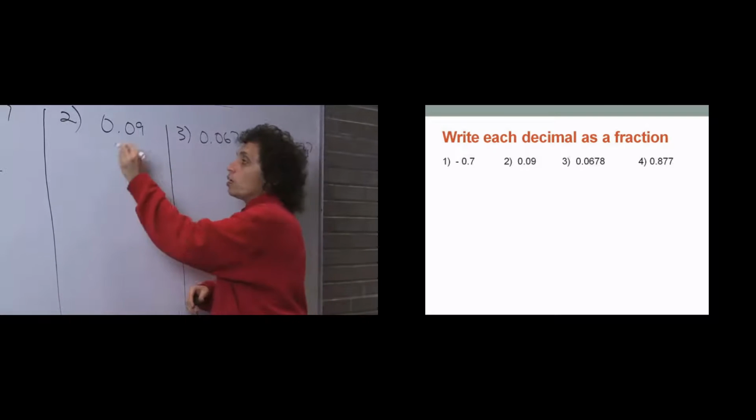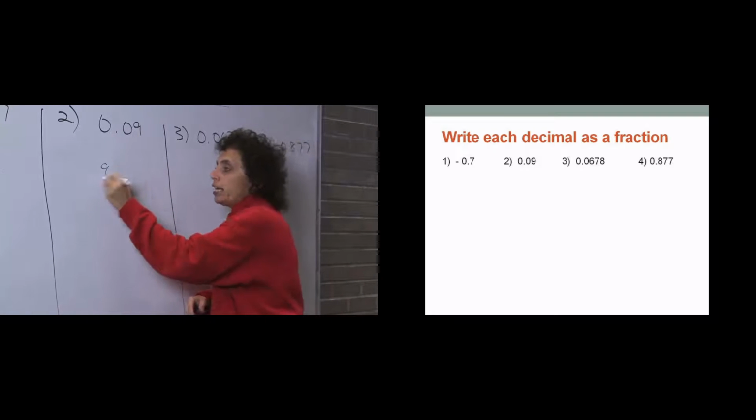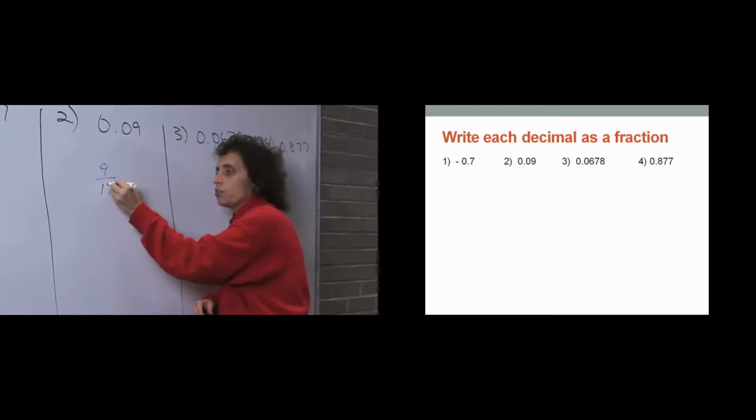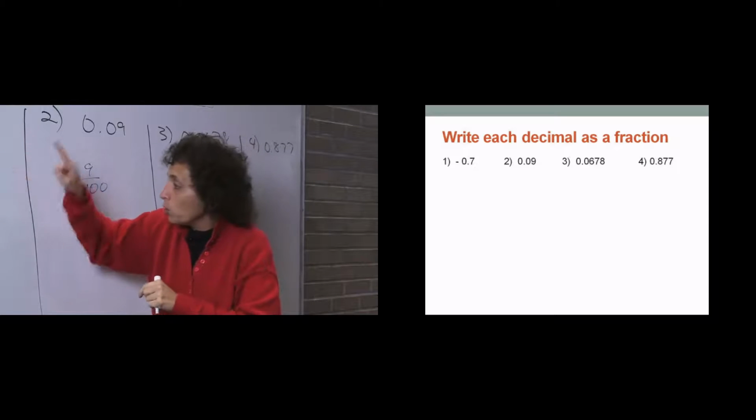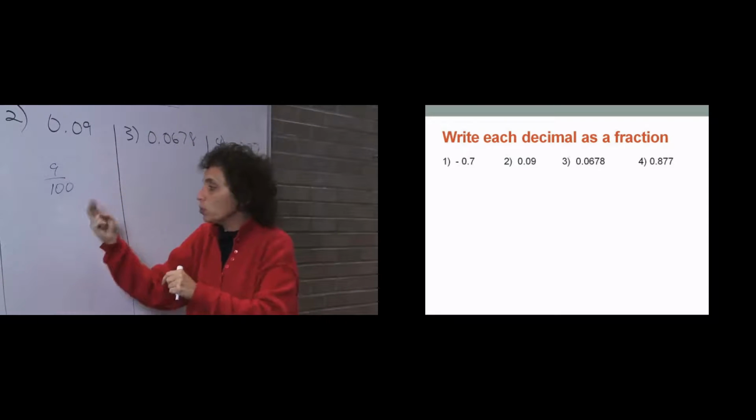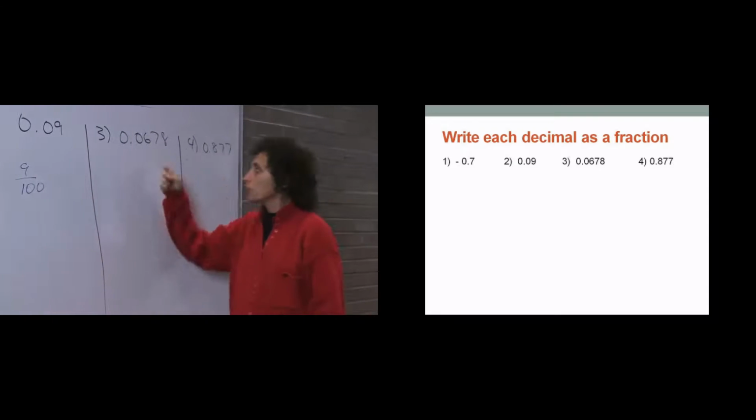All right, here we go. Let's look at this one. This is 9/10 place. And again, notice you can cheat. You can cheat because this is one place after the decimal, 1 zero. 2 places after the decimal, 2 zeros. Okay? Let's look at this one.